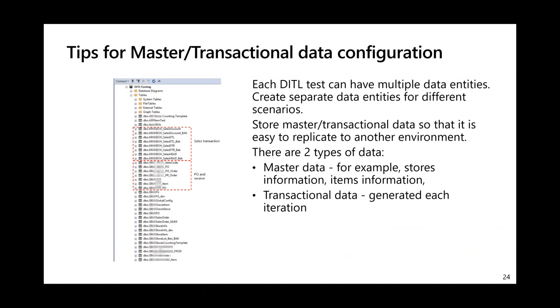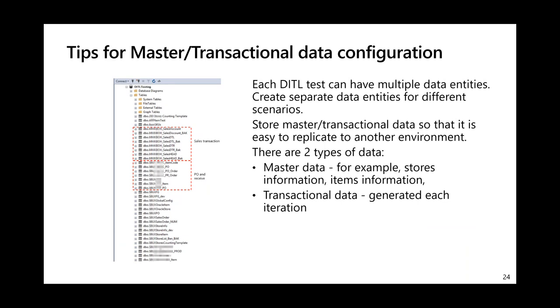And these are the tips for the data configuration. Again, in this case study, I have stored all of them by different data entity in the table. For example, I have a set of sales tables for the sales transaction, item, discount, payment, and another set of data entities for the PO and PO receiving. So there are about two types of data in my case.